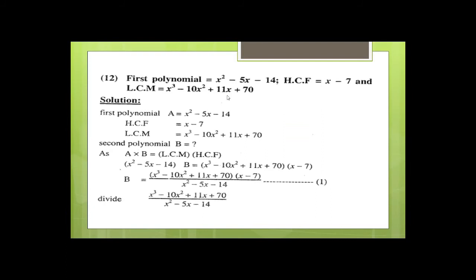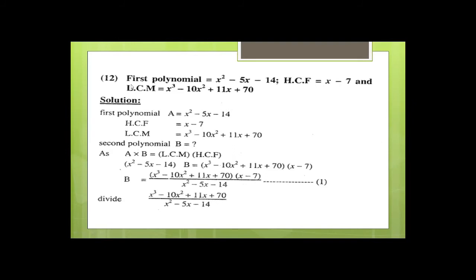Okay. Now this is another question, question number 12. In question number 12, we have to find the second polynomial. We will denote the first polynomial by capital letter A. So this is the first polynomial, that is x square minus 5x minus 14, and then HCF, that is x minus 7.